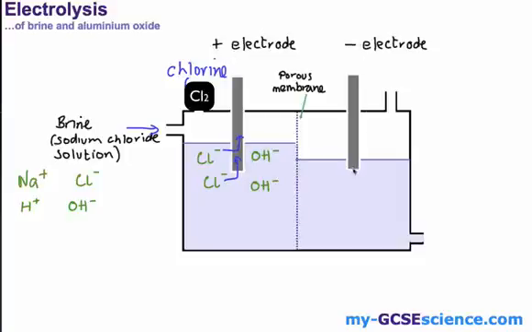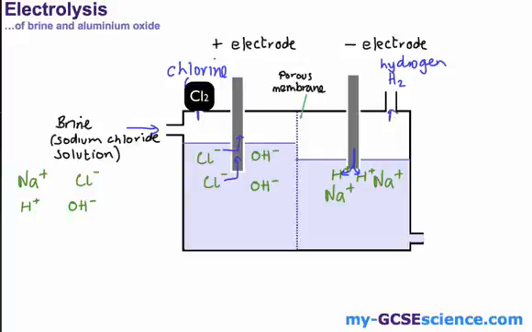At the negative electrode, we would expect the positive ions to be attracted, and in fact we have hydrogen ions and sodium ions that can be attracted to the negative electrode. Now hydrogen is much less reactive than the sodium. Sodium is much more reactive, and therefore it's the hydrogen that will be produced at the negative electrode. So what we have is electrons that are brought down, added to the hydrogen ions, and we end up with hydrogen gas, H2. So at the positive electrode we produce chlorine, at the negative electrode we produce hydrogen gas.